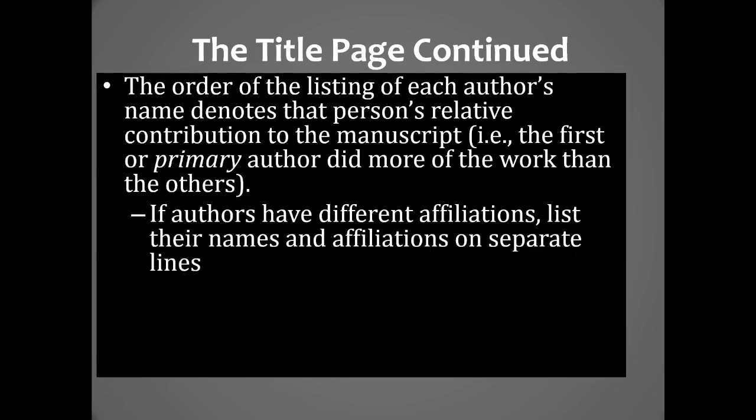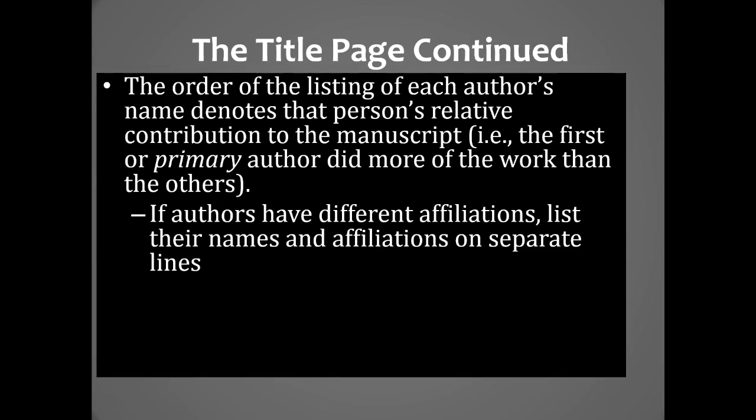The order of the authors is not to be changed. The order of the authors indicates, to the degree possible, that the first author has done the most work, then the second author, should we have more than one author, has done the second most or has made the second most important contribution, and so on and so forth.